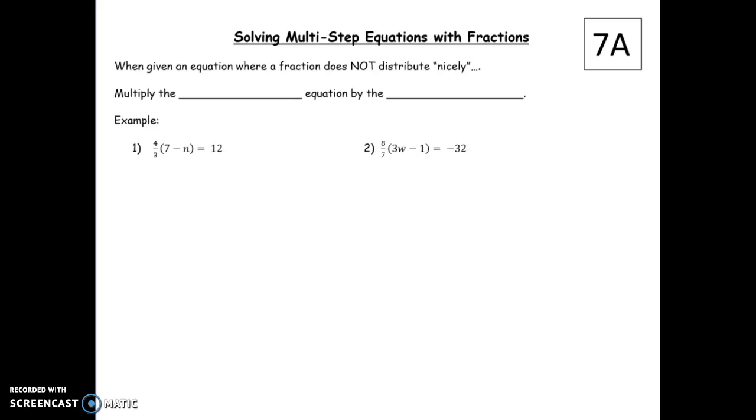So when you're given an equation where a fraction does not distribute nicely, meaning if you look at number 1, 4/3 times 7 is 28/3, it gets kind of messy. So what we're going to do is multiply the entire equation by the common denominator. So we want to look at the common denominator.